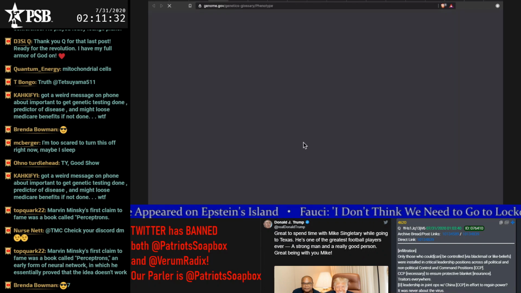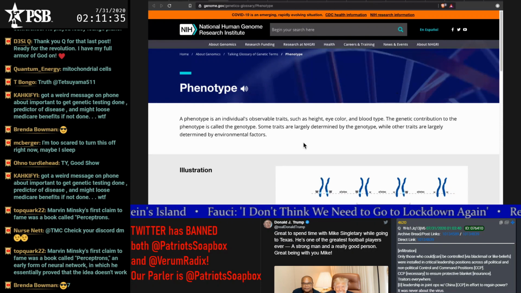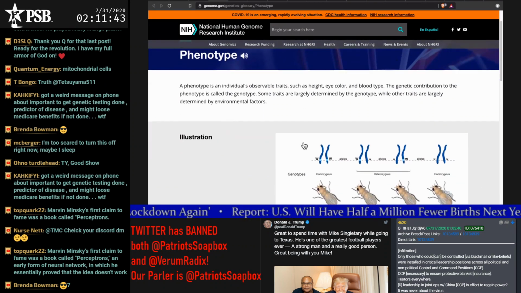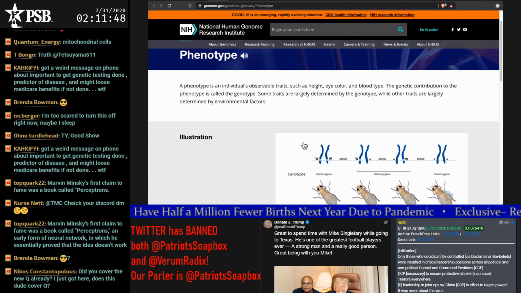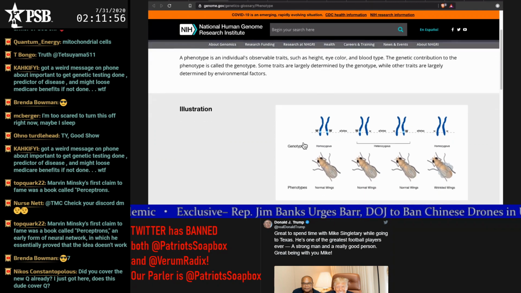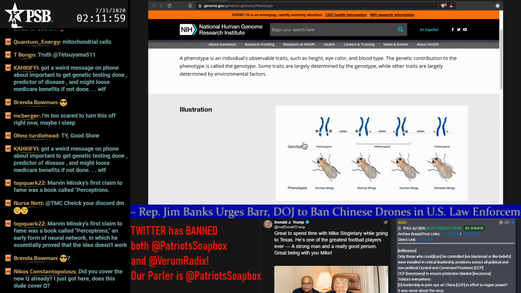So what is a phenotype? This is important to know. We have to know what a phenotype is. National Institute of Health, National Human Genome Research Institute: A phenotype is an individual's observable traits, such as their height, eye color, and blood type. The genetic contribution to the phenotype is called a genotype. Some traits are largely determined by the genotype, while other traits are largely determined by environmental factors. That's what we're focusing on tonight: the electromagnetic radiation being an environmental factor that's able to manipulate your cells and your genetic expression.